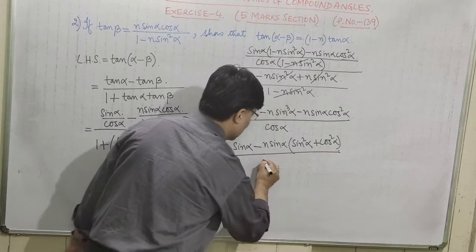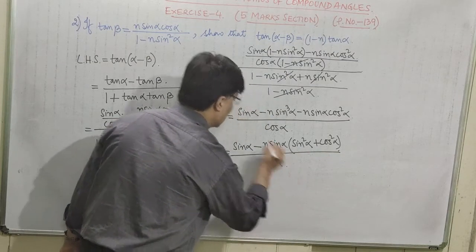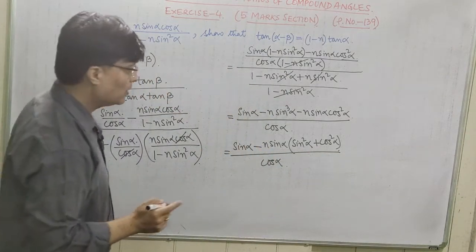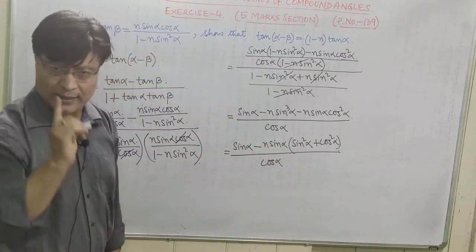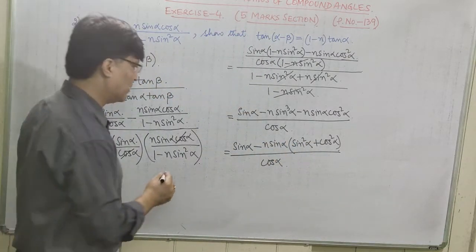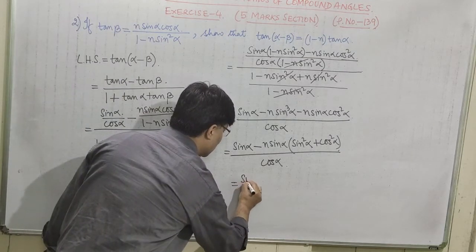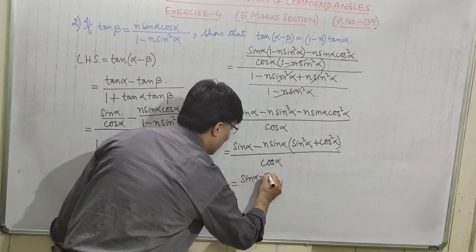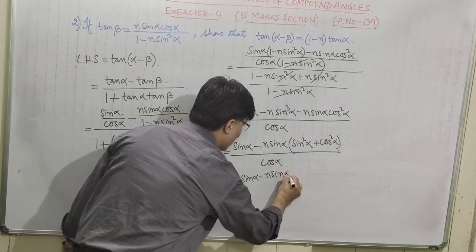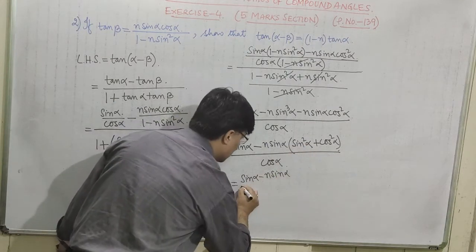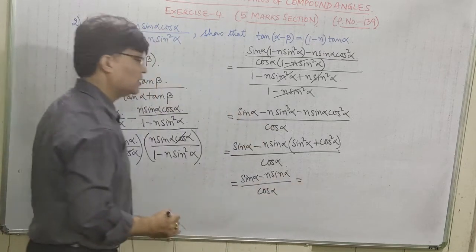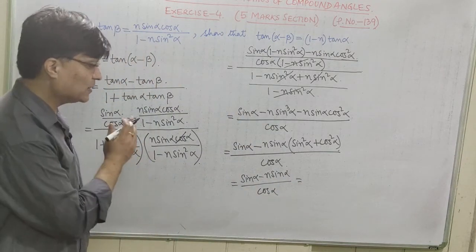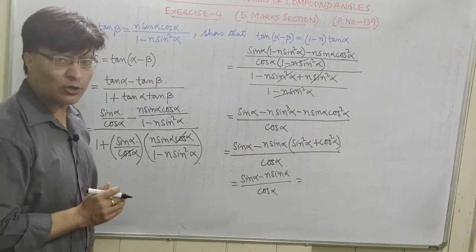This whole divided by, this is your cos alpha. And what is sine square alpha plus cos square alpha? That is your 1. That is the formula, right? So here you can write sine alpha minus n sine alpha into 1. You don't have to write it, divided by cos alpha. Is that clear?